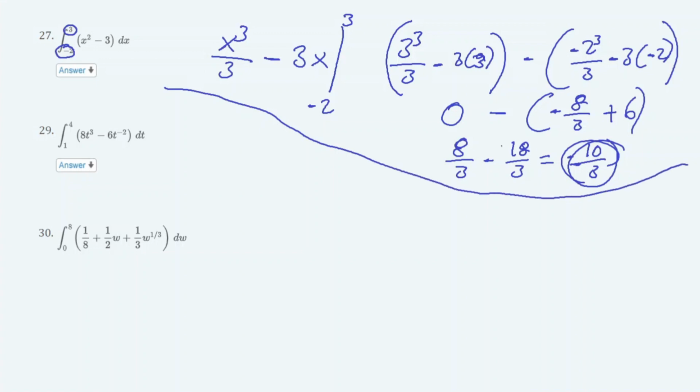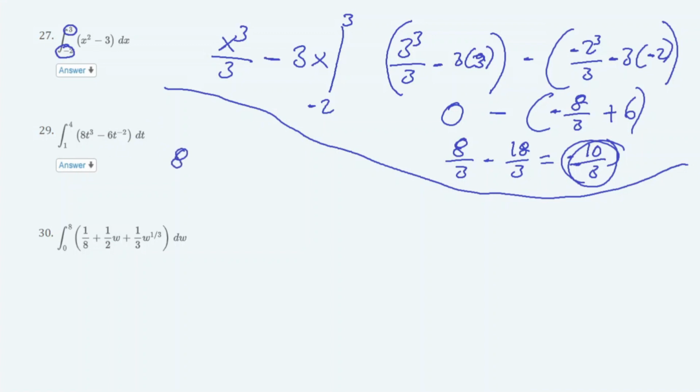So number 29, we have 8t cubed minus 6t to the -2 power. When you have fractions with the variable on the bottom, you want to bring it up to the top and turn the exponent to a negative number. This question is non-fractional form to begin with, so this is already done for us here. So let's integrate this again.